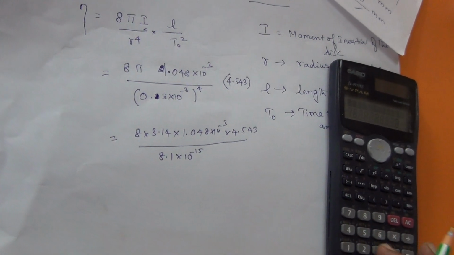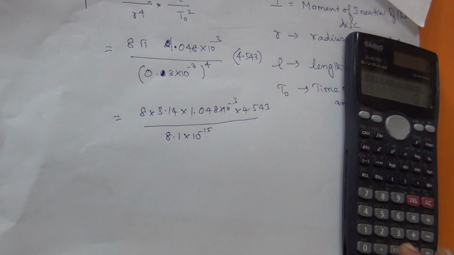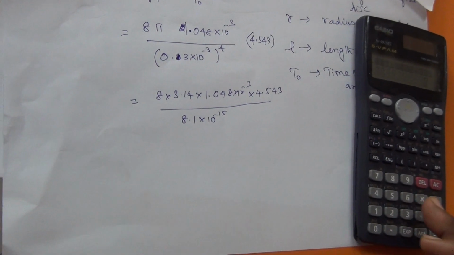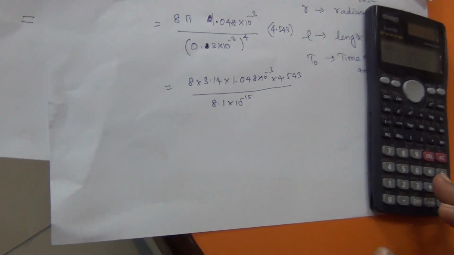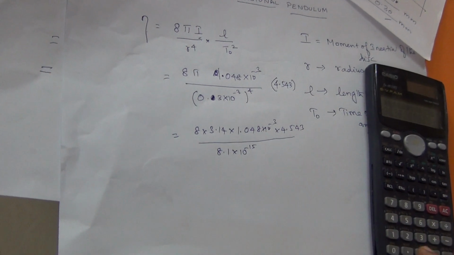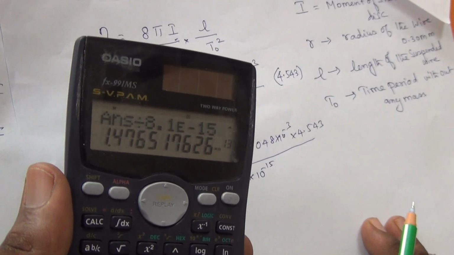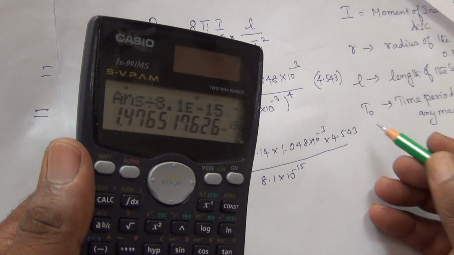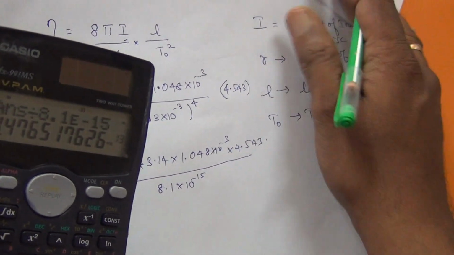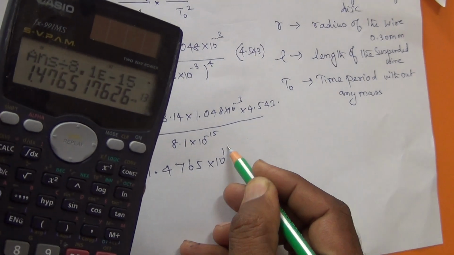8 into 3.14 into 1.048 exponential minus 3 into 4.543, divided by 8.1 exponential minus 15. The value turns out to be, how much is it going? Okay, so I did the calculation and the value is found to be 1.4765 into 10 power 13.